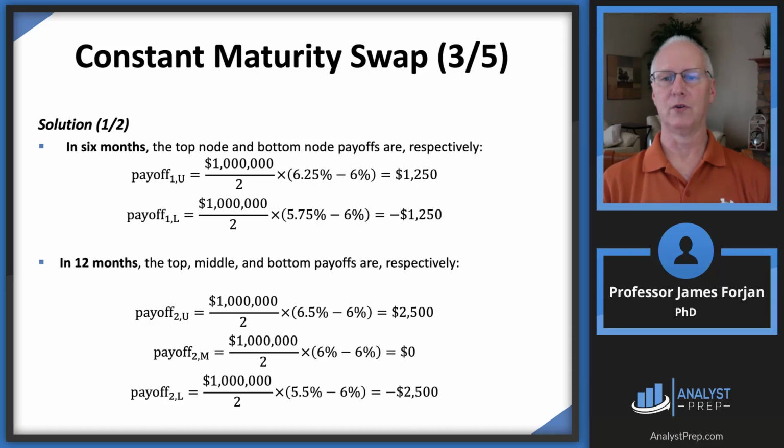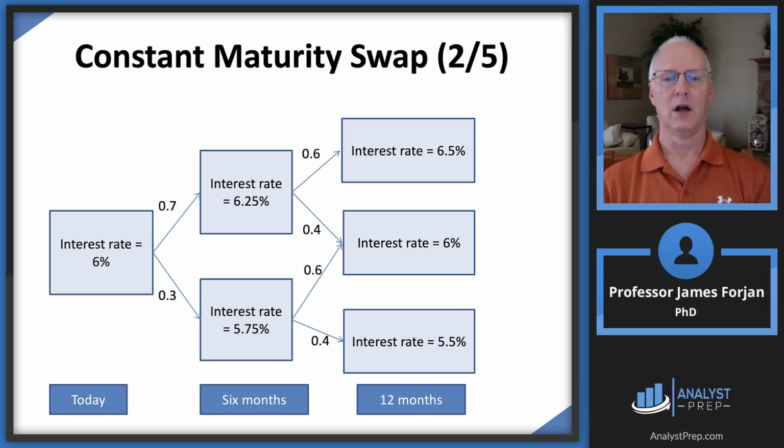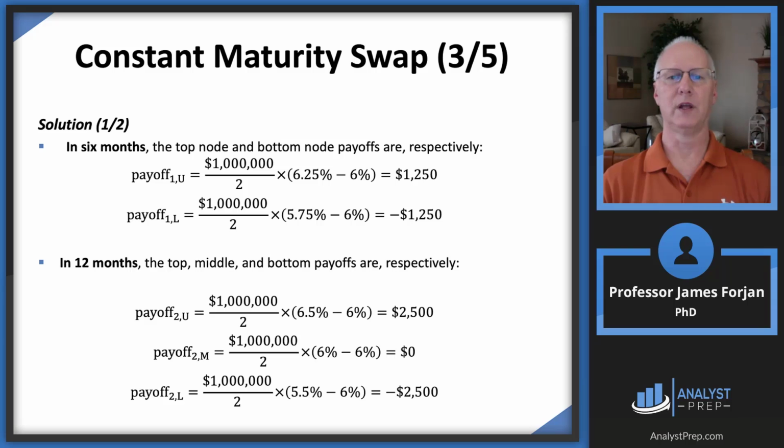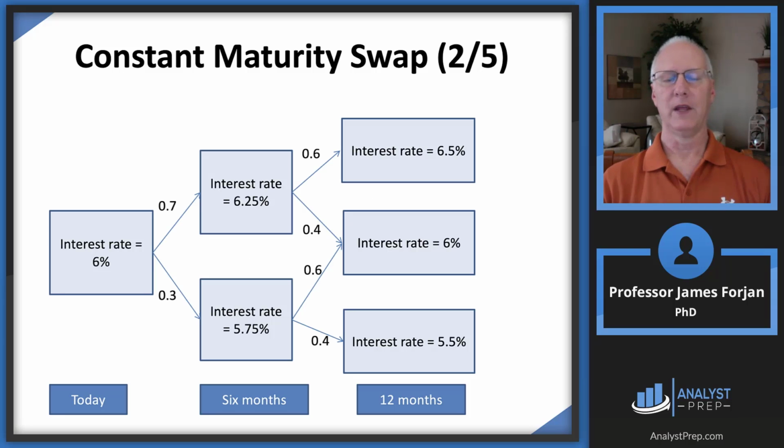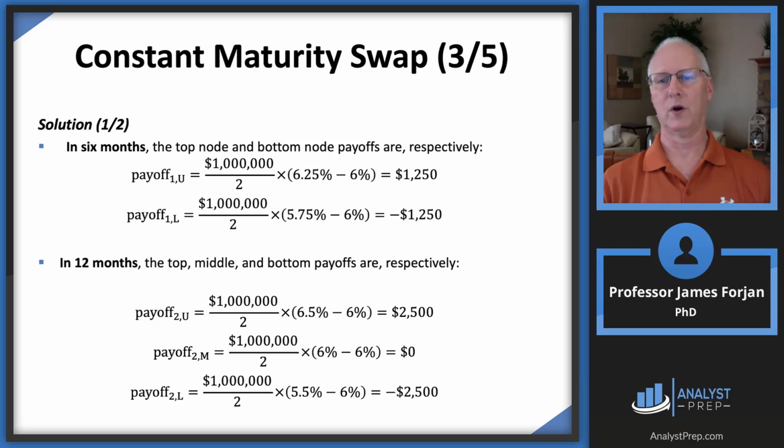Now, the reason those two numbers are the same, the 1250 positive and the 1250 negative, is because 6.25 minus 6 and 5.75 minus 6, the absolute values, those are the same numbers. So we get that 1250. And so remember, we could have said that the interest rate going up could have been 6.33 and the interest rate going down could have been 6.79 or some other number. So that those two numbers, the 1250s, would not have been identical.